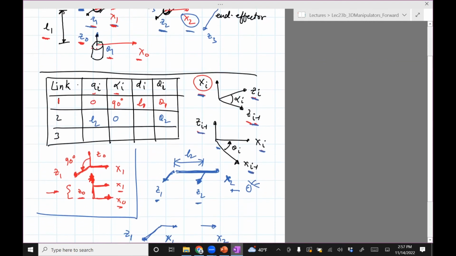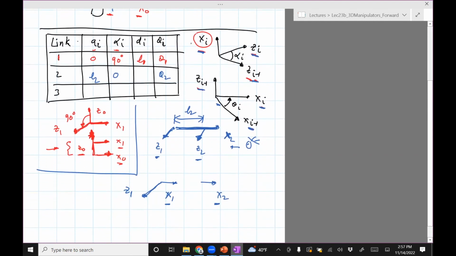And then finally, the distance between X1 and X2 about Z1. So you need to view from here. If you view from here, you see that X1, X2 are in the same line, so the distance along Z1 is going to be 0. This will be a 0.